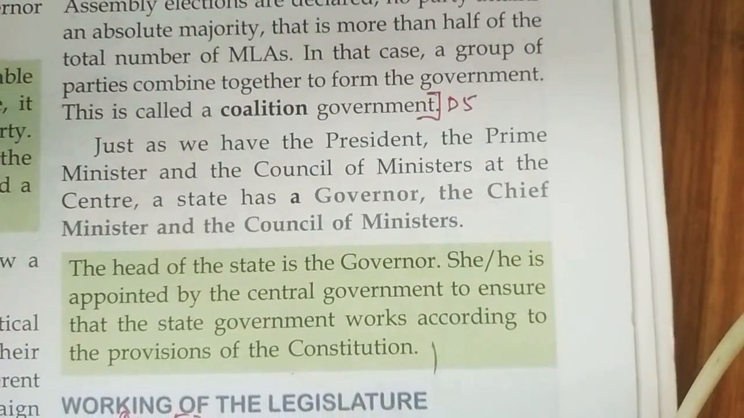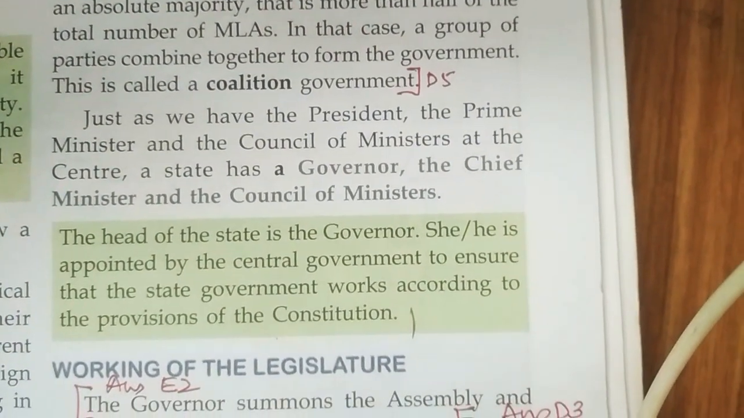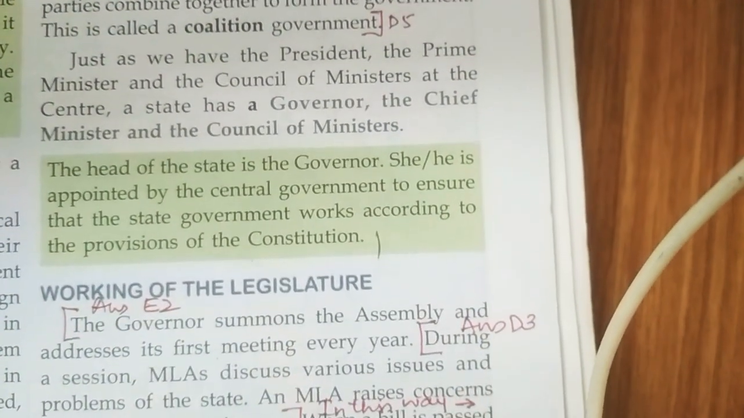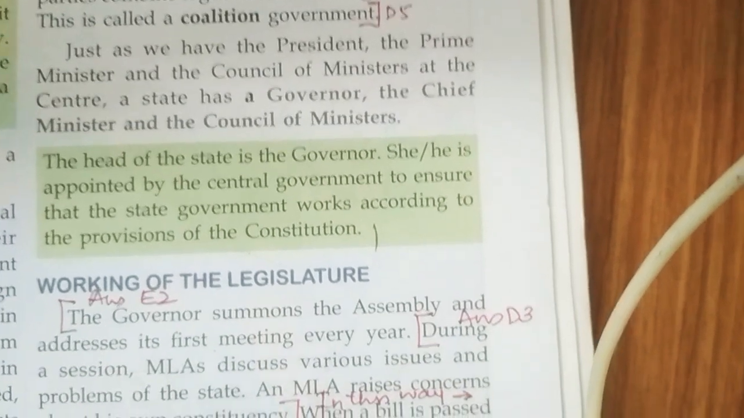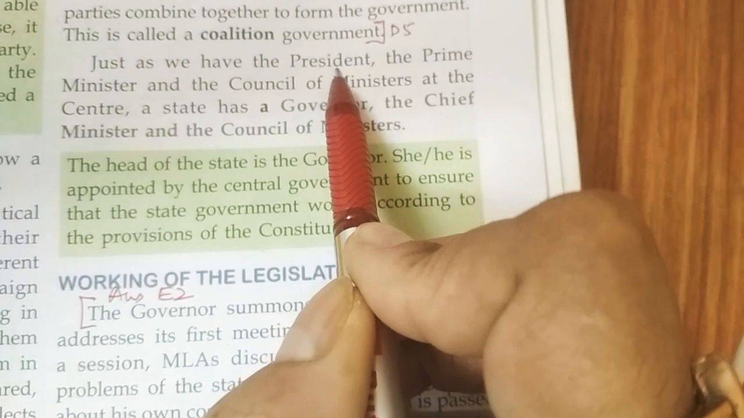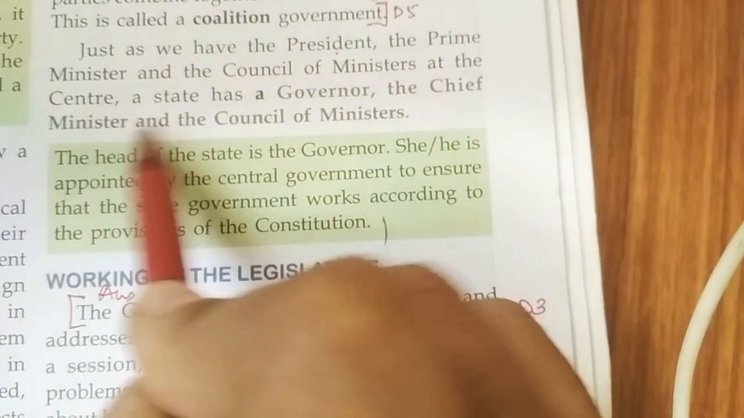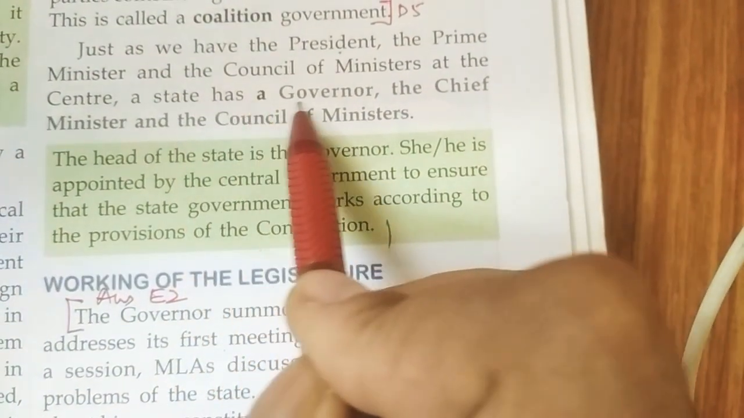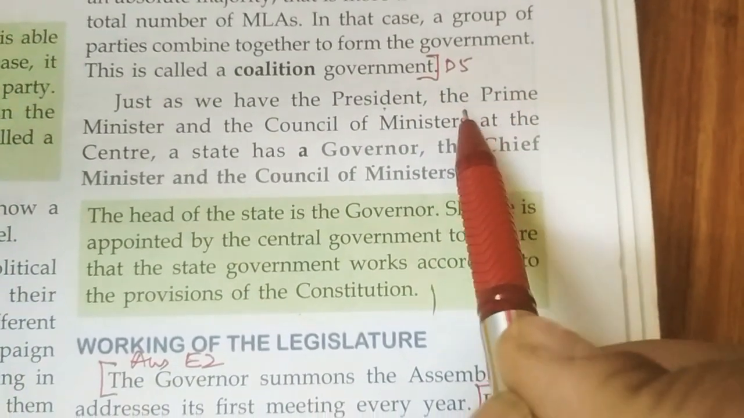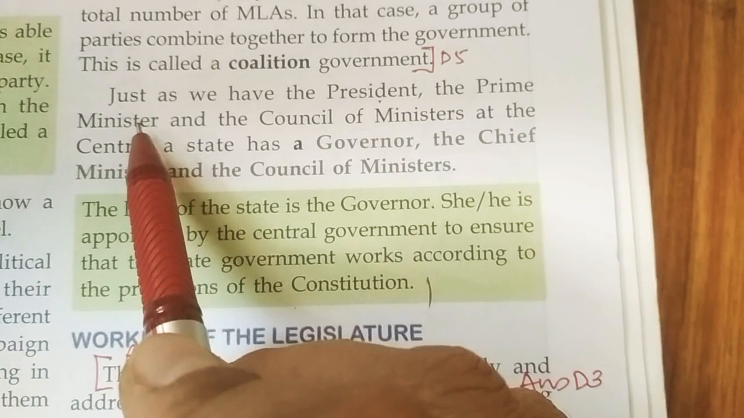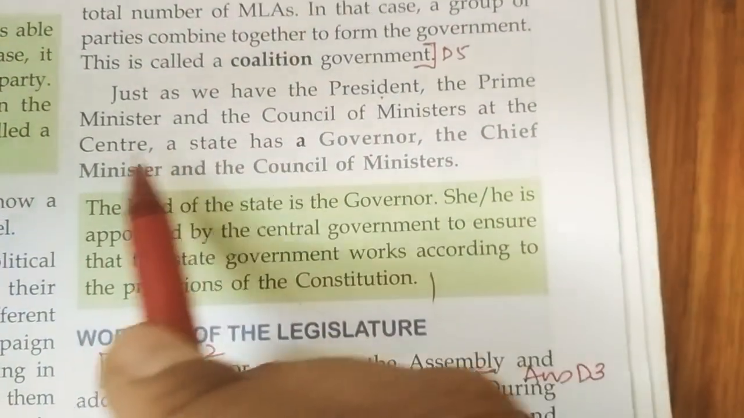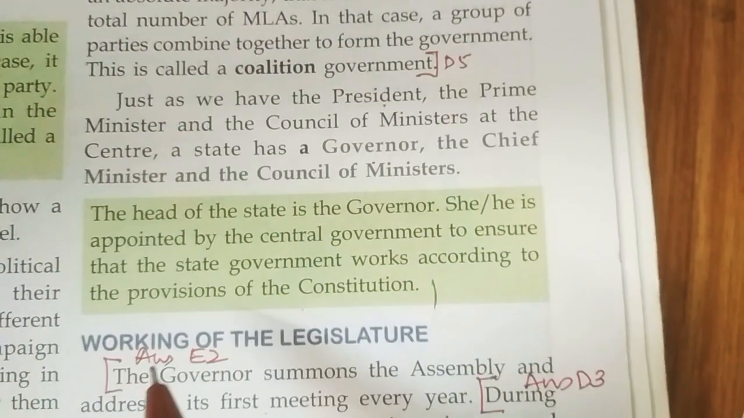Just as we have the president, the prime minister, and the council of ministers at the center, a state has a governor, the chief minister, and the council of ministers. Now in the center we have the head of the country, the president. So in various states the head of the particular state is called the governor. Just as in the country we have one prime minister looking after the whole country, in the same way at the state level we have the chief minister doing the same work.